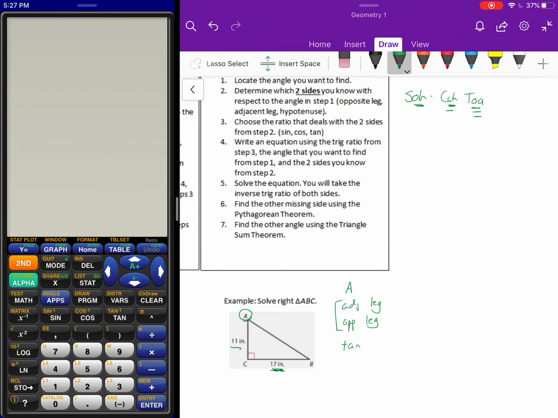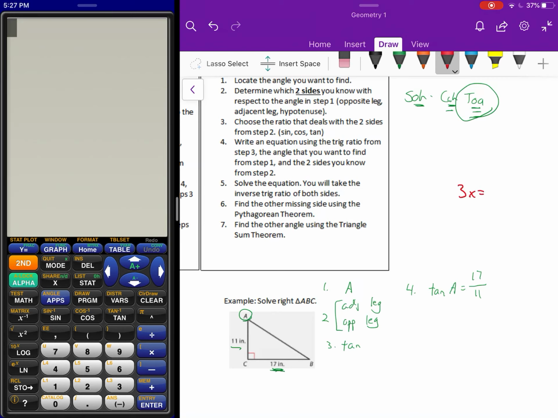So we are going to write, now we're on step 4. We're choosing tangent. So this was kind of step 1, step 2, step 3. Step 4, we're going to go ahead and write our equation. So write an equation using the trig ratio from step 3, so tangent, of the angle that we're referring to, which is A, equals, in the definition of tangent, opposite leg. So the opposite leg was the 17 over the adjacent leg, which was 11. So there's our equation. When you have two sides and solving for the angle, it's a little bit less steps.